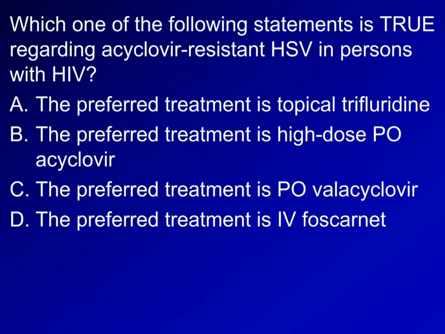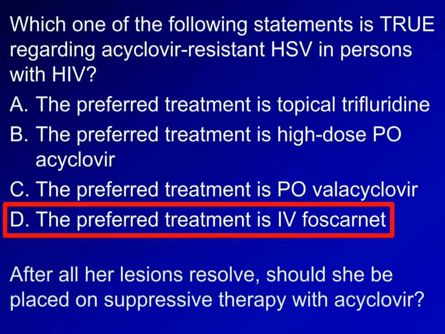Right. So which medication do you guys like? You guys like IV foscarnet, and I agree. That would be right. Now here's the kicker question for you. You're going to put her on foscarnet. You're not going to put her on suppressive acyclovir. But this is recurrent. It's recurrent and it's resistant. It's persistent. So it's recurrent and resistant.